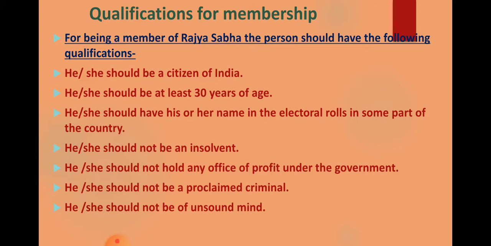Next point, he or she should not be a proclaimed criminal. Criminals cannot become the members of Rajya Sabha. And the last qualification, he or she should not be of unsound mind. He or she should be mentally fit. These were some of the qualifications for being a member of Rajya Sabha.